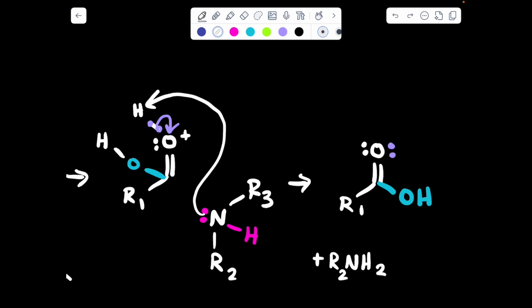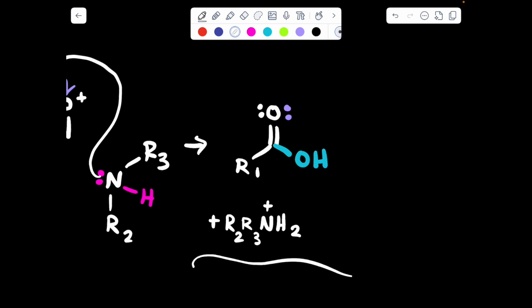It could be a phenol group. It could be a huge alkyl chain. It literally doesn't matter. The mechanism will stay the same. But just so we don't have any confusion, I will write it like this. R2, R3, and H2. And the nitrogen will be positively charged.